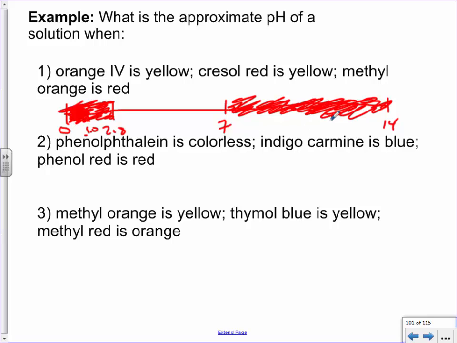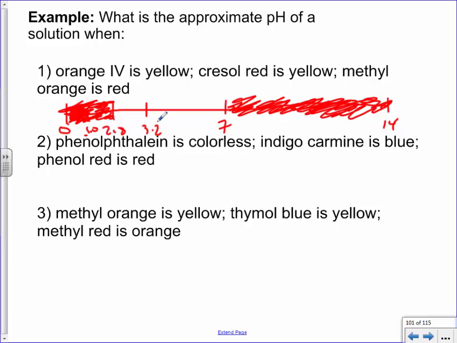Let's try one more then. Methyl orange is red. So methyl orange is the fifth one down. What sort of pHs does it have to be if methyl orange is red? Below 3.2. So I'm going to write in 3.2. It has to be below 3.2.